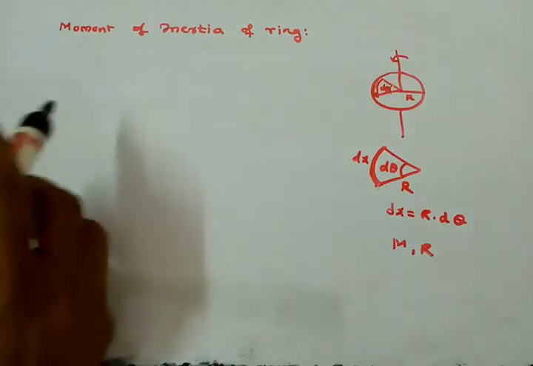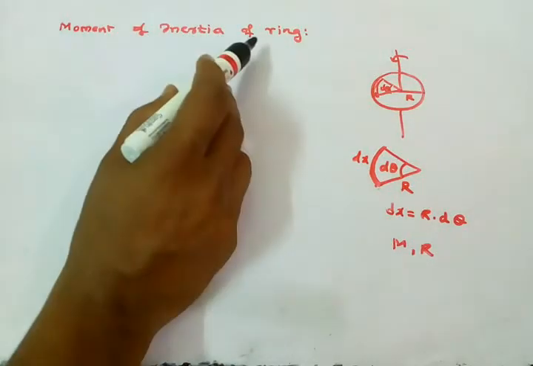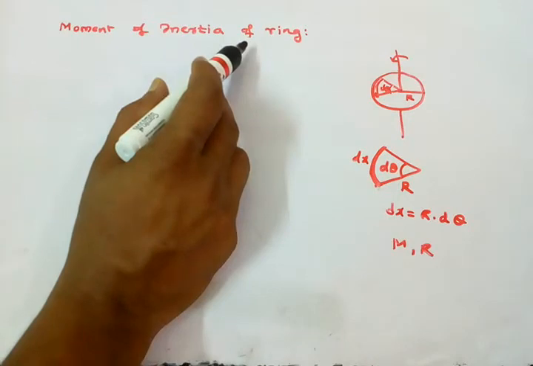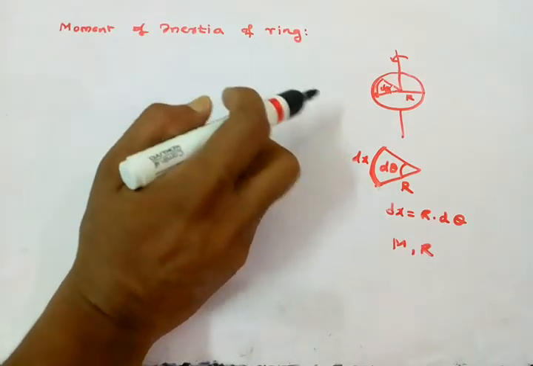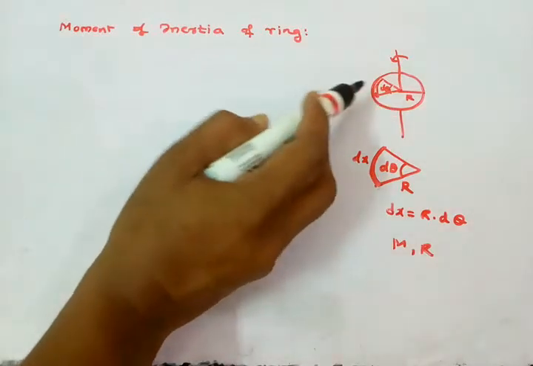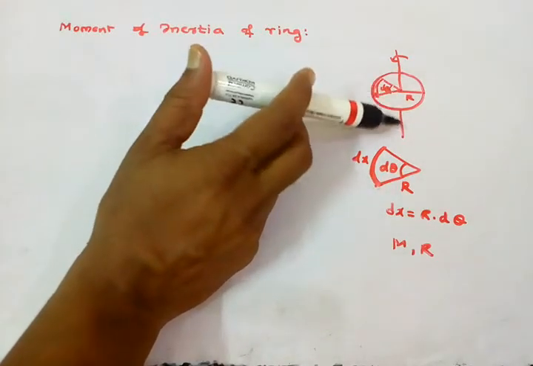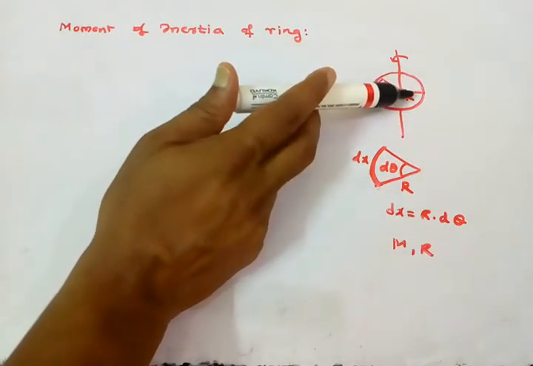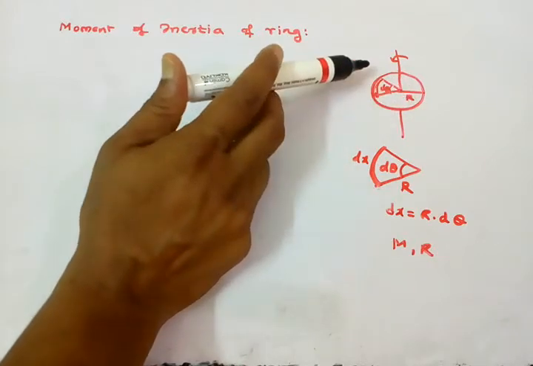In this video, I want to explain the moment of inertia of a ring. I am going to give the full derivation. See, this is a ring. This is the axis passing through the center. This is the radius of the ring, that is R.